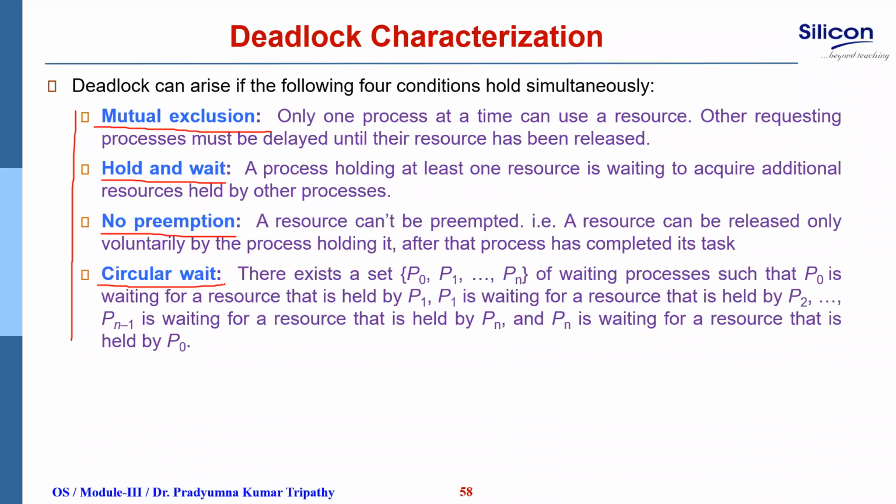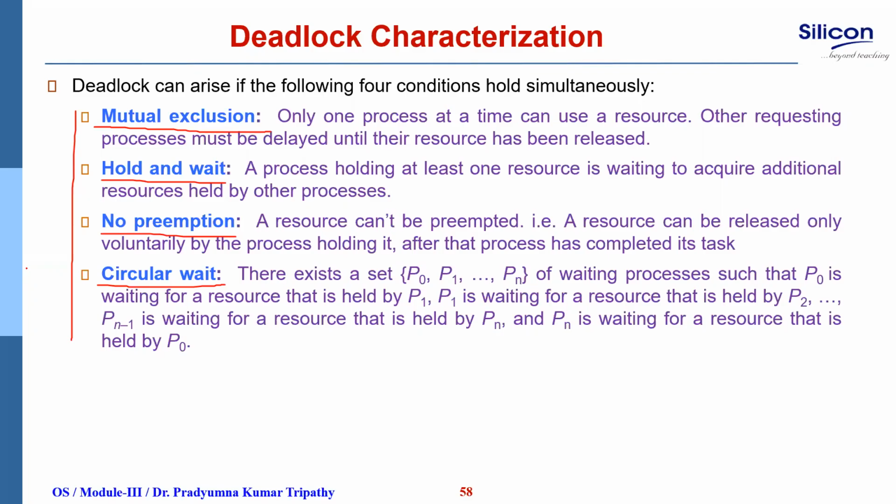What are these conditions? The first one is mutual exclusion. Mutual exclusion says that only one process at a time can use a resource. Other requesting processes may be delayed until the resource has been released. So one process can use one resource at a time, and you are not sharing the resource. Are you getting what I'm saying? If you are not sharing the resource, then that is called mutual exclusion. Only one process at a time can use one resource. If they share, then the deadlock may break.